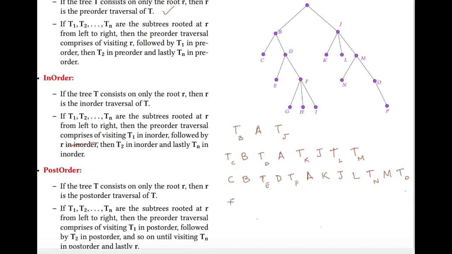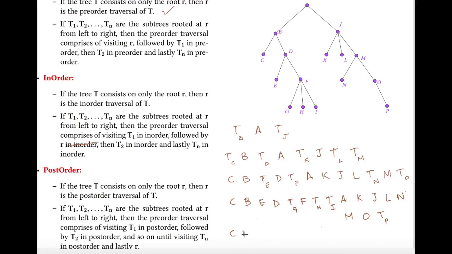Okay, so we have C, B. So T of E is just the root, E. So D, T of F is what? T of G, F, T of H, and T of I. Then we have A, K, J, L. T of N is just the root, N, and then M. T of O is what? There's no left subtree, so O and T of P. So T of P is just P. T of G, H, and I are just G, H, and I respectively because they are roots themselves.